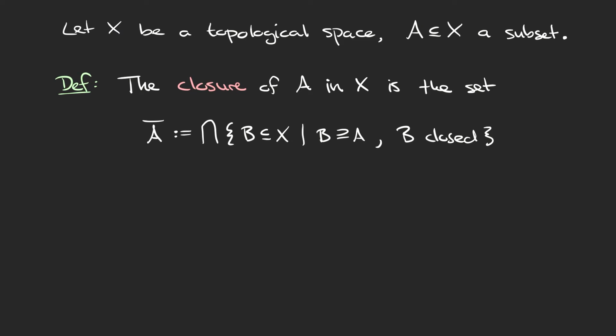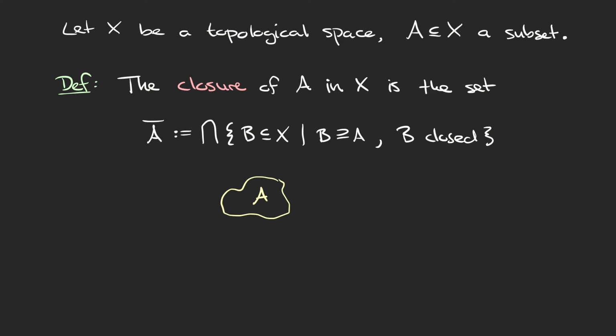So if we have some arbitrary subset A of our space X, then we define its closure in X to be the following set. So we write this A bar, and it's just the intersection over all the sets B in X that contain A and that are closed. Let's draw a picture. So we have some arbitrary set A, and this doesn't necessarily have to be an open set or a closed set.